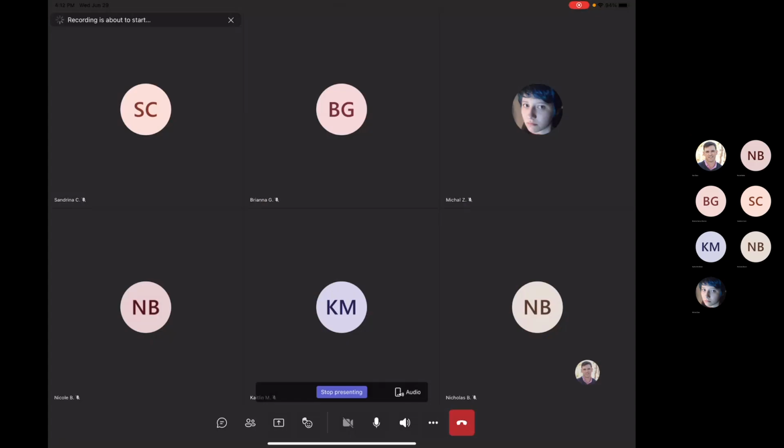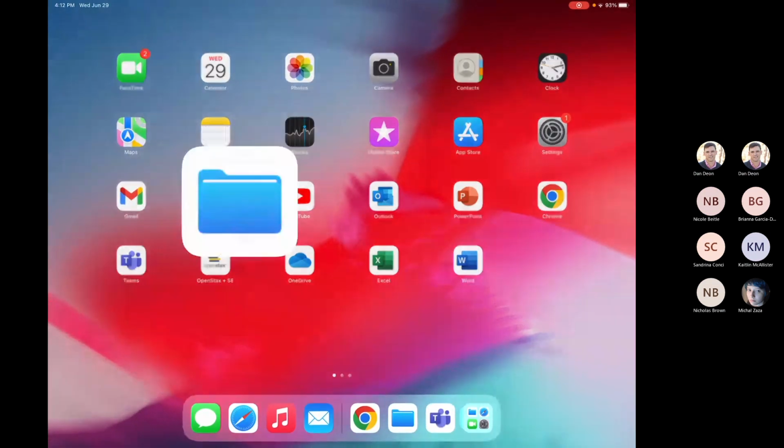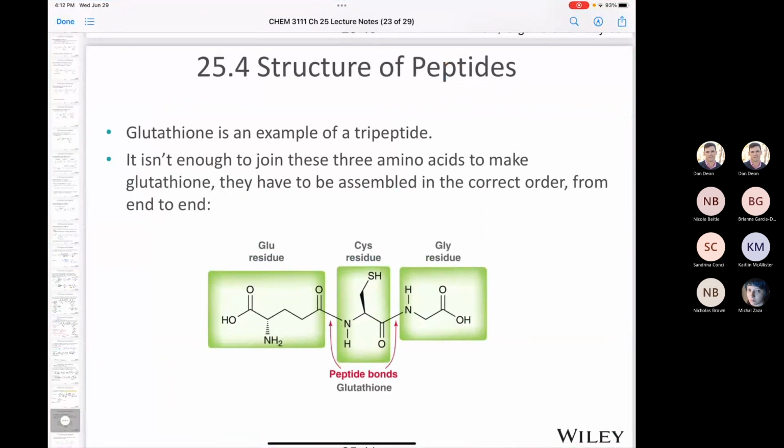For the structure of peptides. Good place to start, right? All right, let's get started with the structure of peptides.